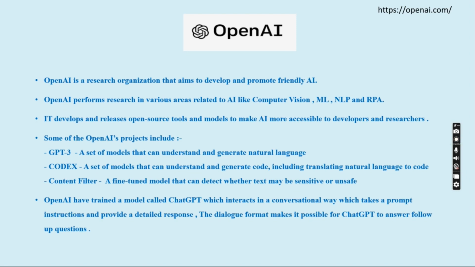Some of the OpenAI models are GPT-3, which can understand and generate natural language. We have Codex, which can understand and generate code, including translating natural language to code. Then we have Content Filter, which can detect whether text may be sensitive or unsafe.